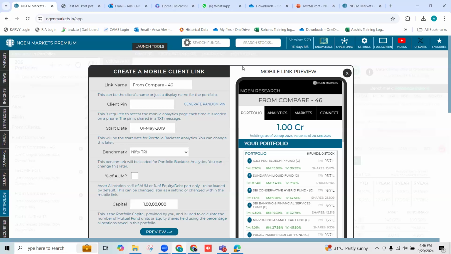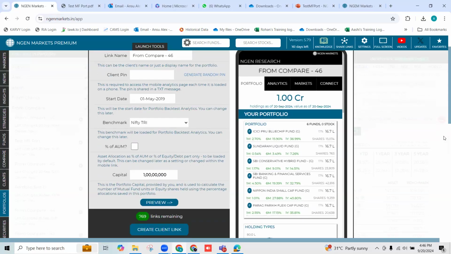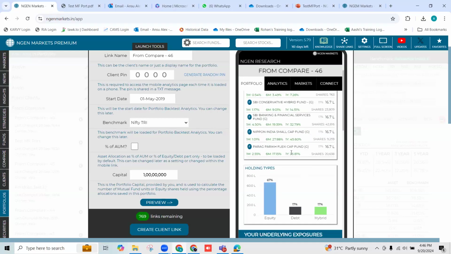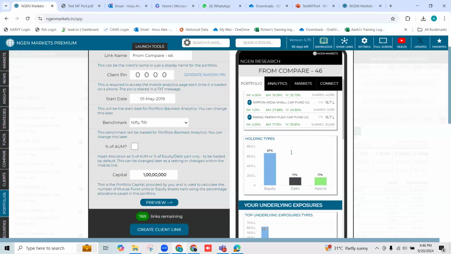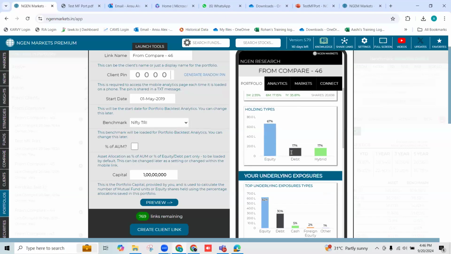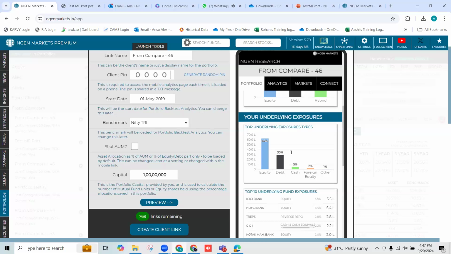of the portfolios of the clients to share across on a mobile screen of a client. So this is a mobile optimized link, right? You can generate a random pin and create a mobile link for the client's portfolio. Once you do that, the preview, what you can see right now on the platform on the right hand side, that is how it will show up when the clients click on those links once generated. Optimized for a mobile screen, of course.